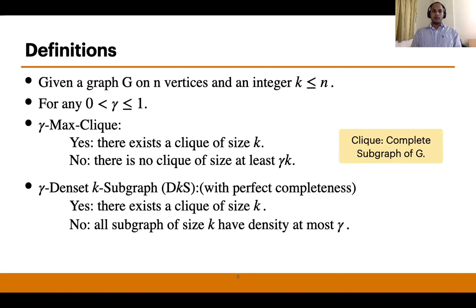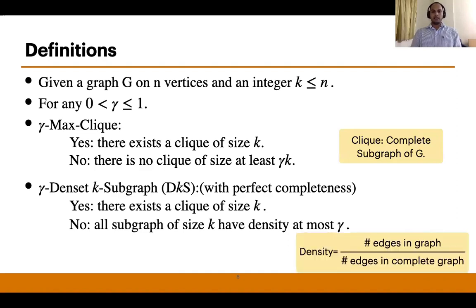The problem of gamma densest k-subgraph is to distinguish whether the input is a yes instance or a no instance. The input is a yes instance when there exists a clique of size k, and the input is a no instance when all subgraphs of size k have density at most gamma. Here, the density of a graph is equal to the number of edges in the graph divided by the number of edges in the corresponding complete graph. As you have seen, the gamma max clique problem and the gamma densest k-subgraph problem differ only in the no case.